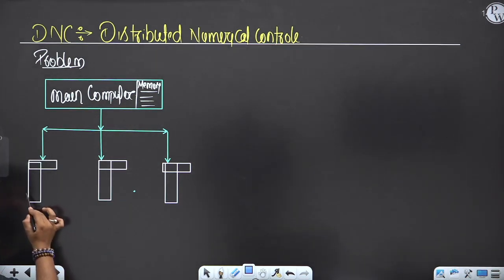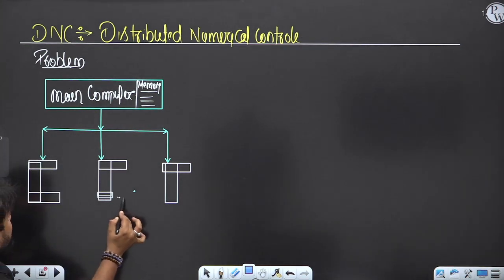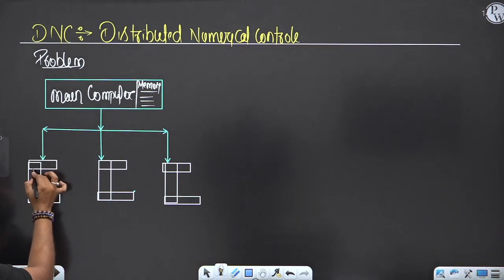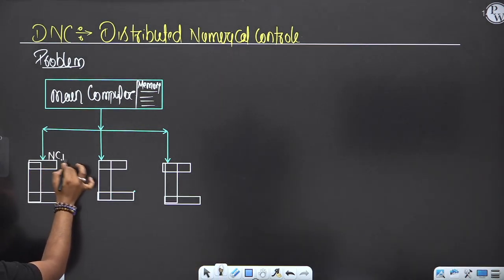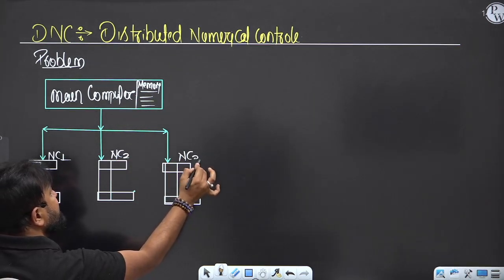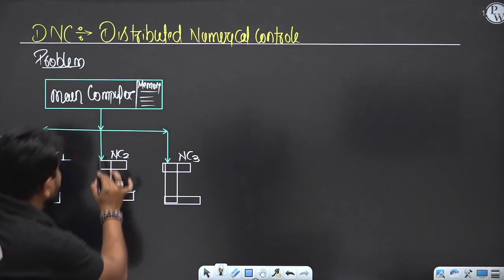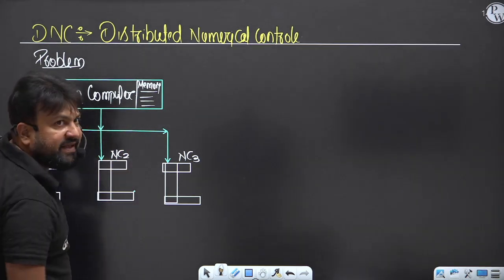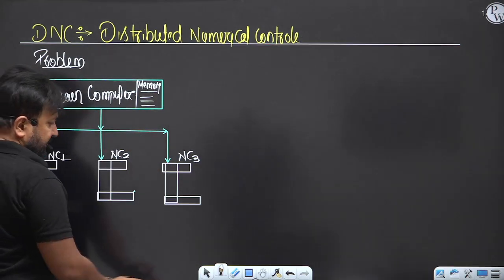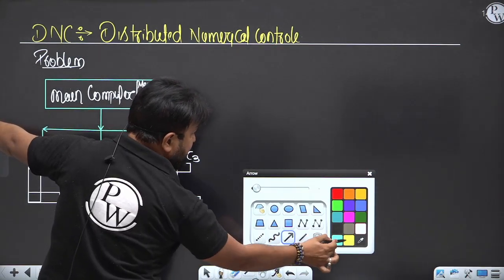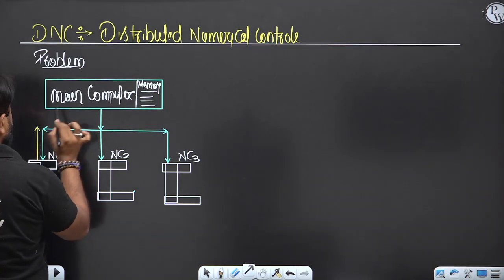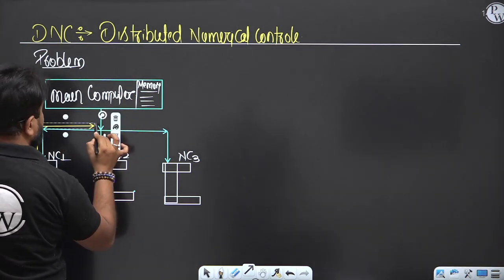Now see. This is the NC machine. This is NC1, this is NC2, and this is NC3. Now you have sent the direction to the individual NC machine for the operation, right? Now if during operation any problem comes, then feedback is sent to the main computer, my dear.